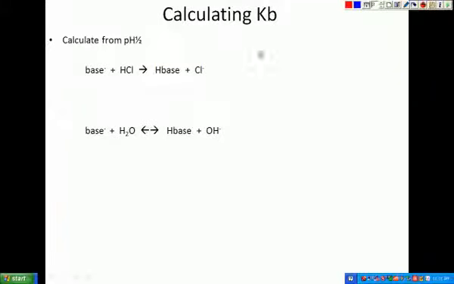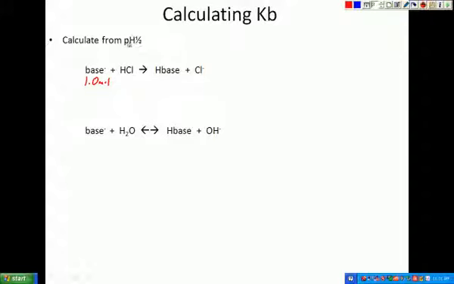So, our first one is how do we calculate Kb? So, we calculate Kb from pH half. So here is our titration, and let's pretend when we are adding our base that, well, in our beaker we have, let's say, 1 mole of base. Now at the equivalence point we would have 1 mole of HCl.